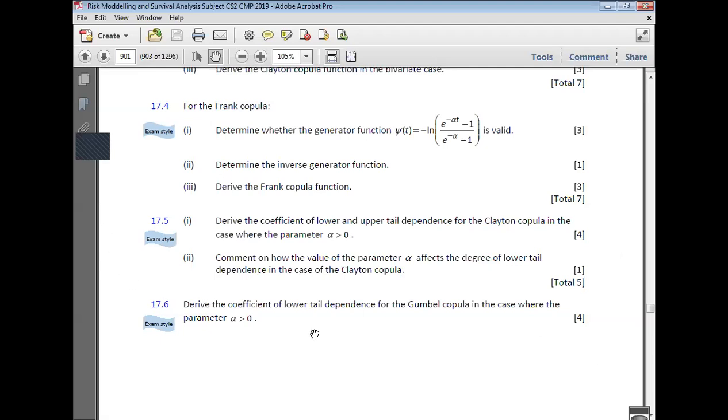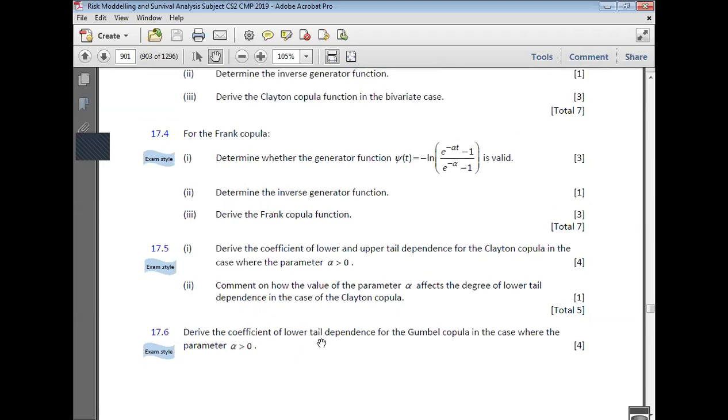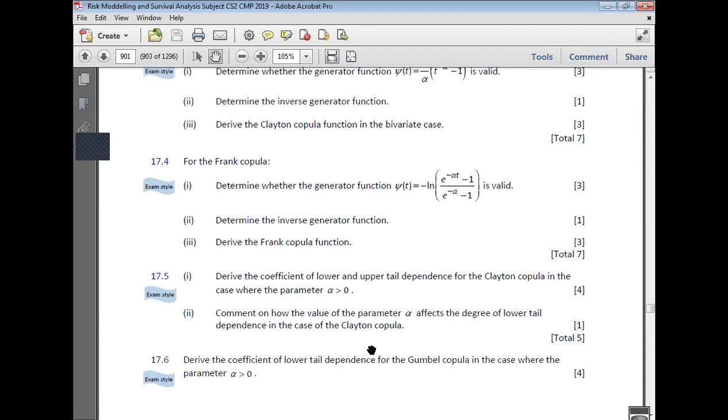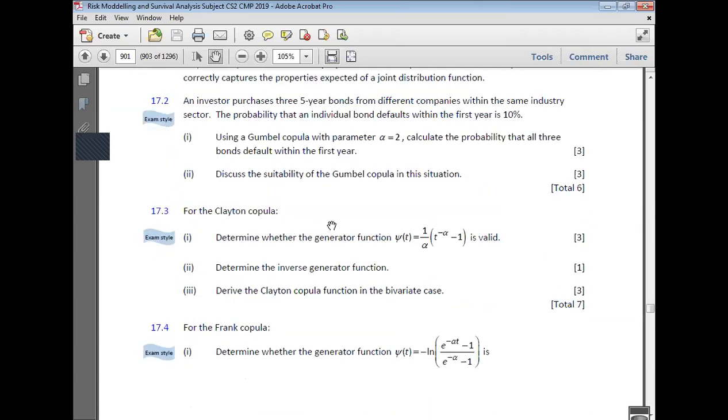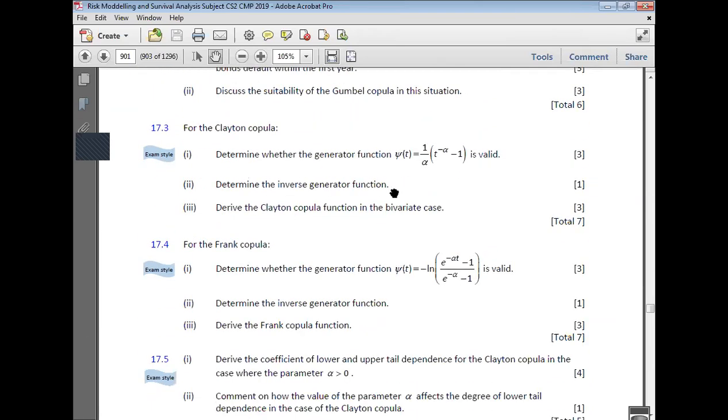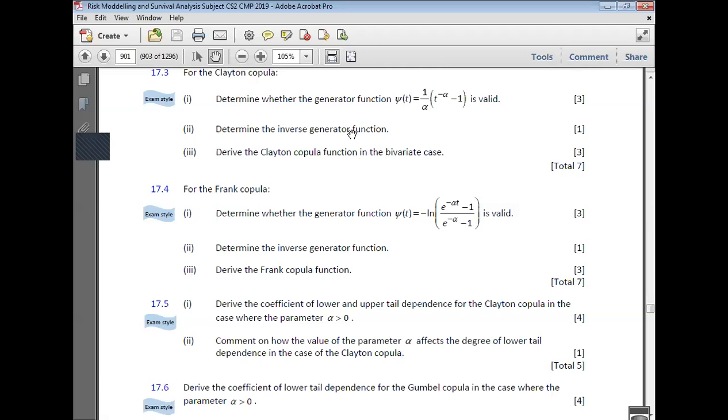Now, we still have time left. So again, derive the coefficient of lower tail dependence for Gumbel copula in the case where parameter alpha is 0. I guess you guys now know enough to solve these questions, right? So for the Clayton copula, again, determine the inverse generator function. This is what I was talking about, right?